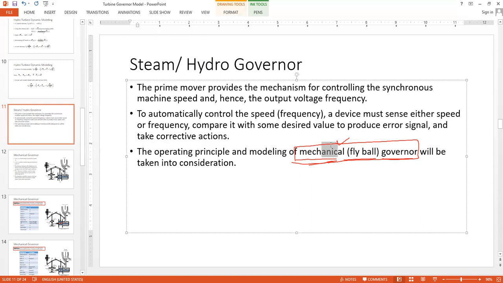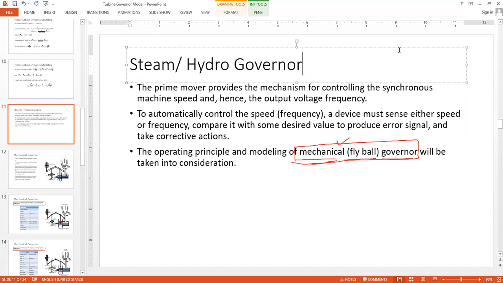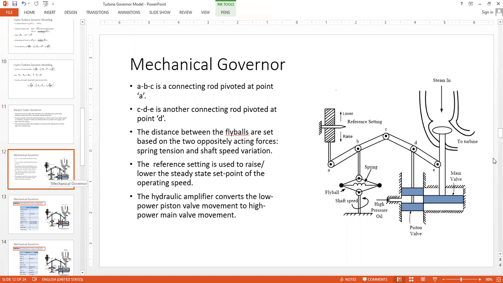So now let's move forward. Our target next is to understand the working mechanism of the fly ball governor. So let's see the schematic diagram first, the one shown here. Let's go through the parts first. The first part that we are seeing here is a reference setter. And this reference is the speed reference setter, the speed set point.